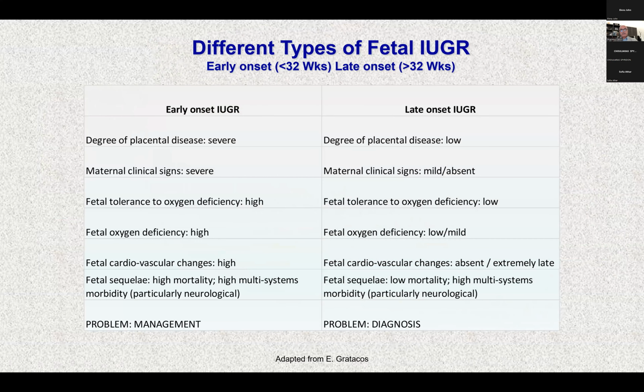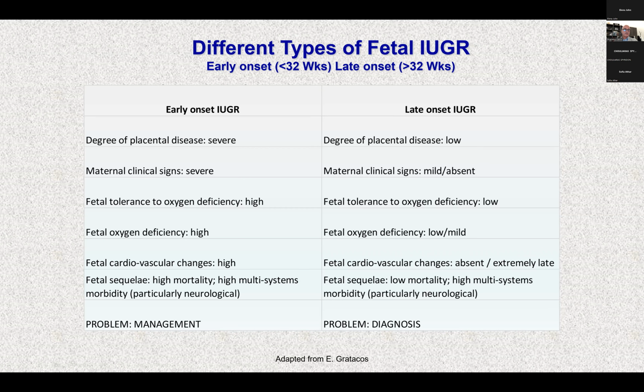So here you can see the difference between these two very challenging scenarios, the early and the late onset IUGR. If we look into the degree of the placenta disease, we can see that it's severe in the early onset and generally low in the late onset. We have maternal clinical signs that are severe in the early onset, and mild or absent in the late onset. We have to keep in mind this aspect that is very important for the management of the fetus with these two different types of IUGR.